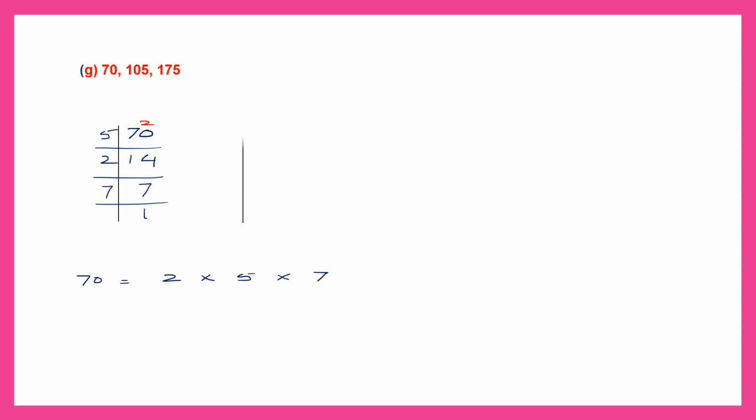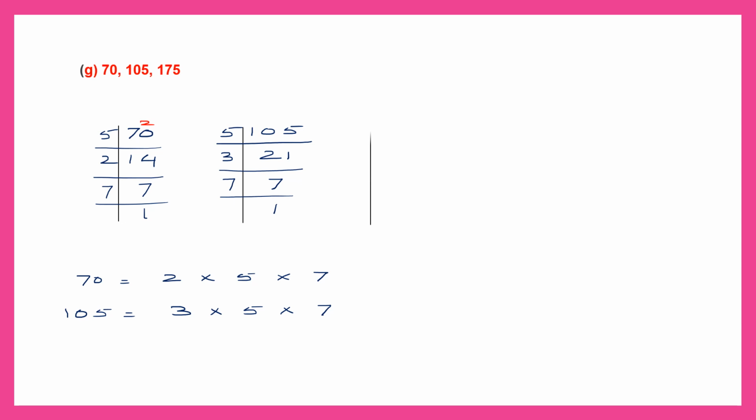Now let's find the prime factors of 105. So 105, let's divide this by 5. Let's take 10, 5 twos are 10, then we have 5 ones are 5. Now take 3, 3 sevens are 21. Now continue with 7, 7 ones are 7. So what are the prime factors of 105? 3 into 5 into 7.